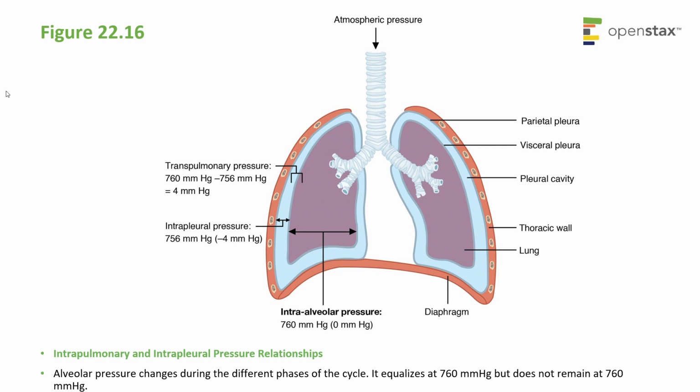Although it can fluctuate during inspiration and expiration, I should say, intrapleural pressure will remain slightly negative. So it can remain around -4 millimeters of mercury throughout the breathing cycle.